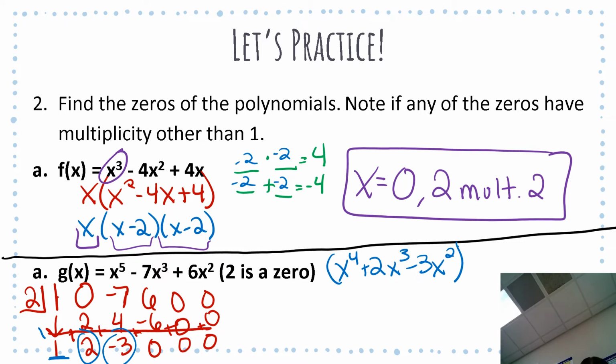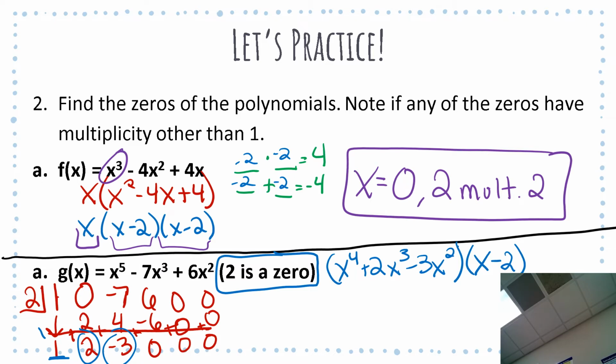I'm trying to factor this whole thing, so I'm going to put this 2 in a parentheses. If 2 is a 0, what is it in the parentheses? X minus 2. Remember, it's always the opposite sign. We always subtract our zeros. So I'm trying to factor all the way. Now, right now, I don't really know how to factor x to the 4th plus 2x cubed minus 3x squared.